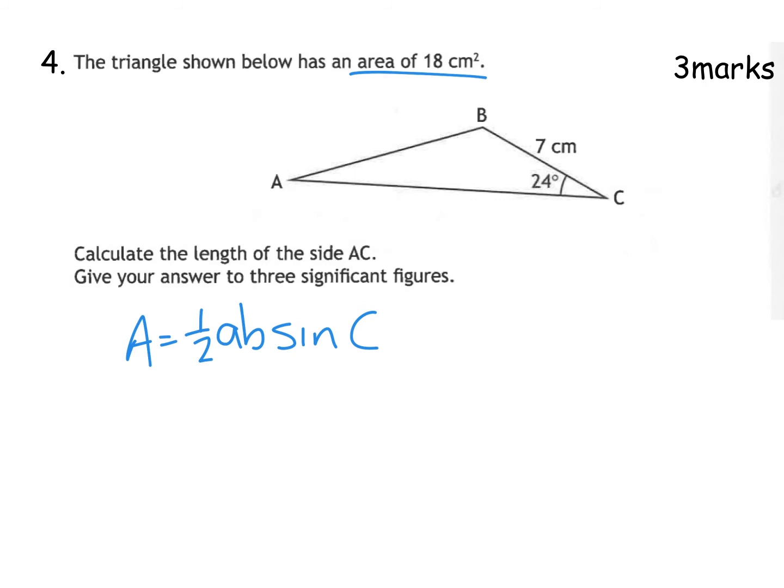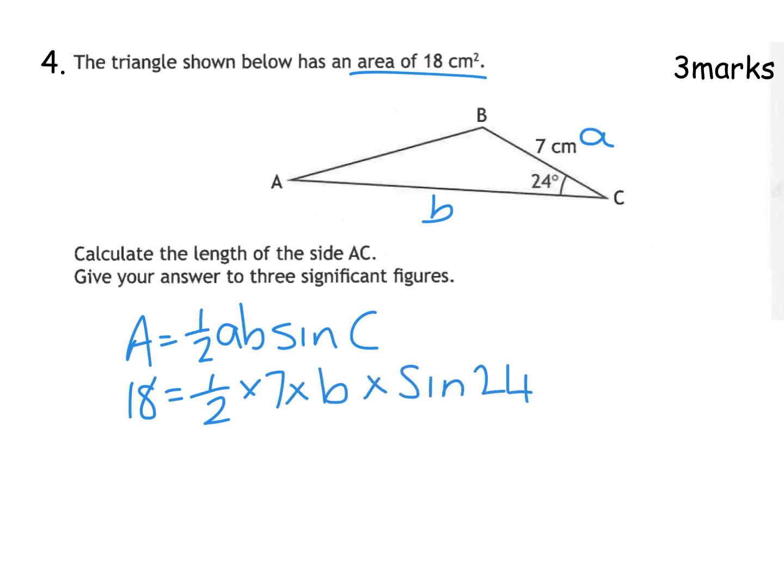But they've told us the area is 18, so we have 18 equals a half times, now your A is that, we want the side AB, so we want the little b, we don't know that. So we know it's a half times 7 times b times sine 24. Okay, now from there's 2 different ways to go. We could do completely changing the subject, or we could just do a half of 7 times sine 24.